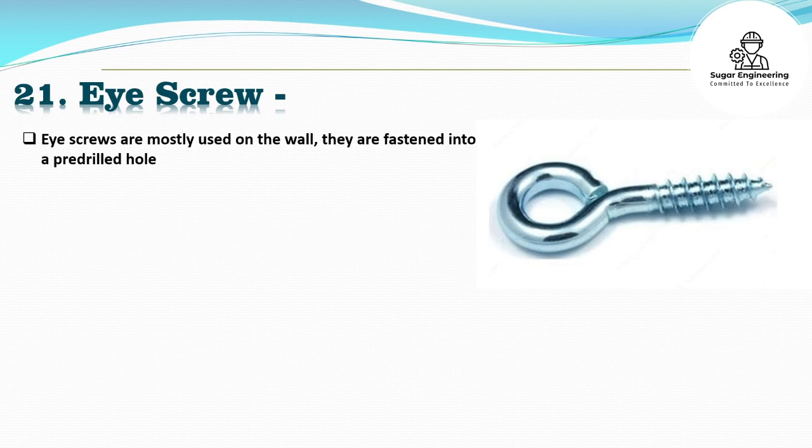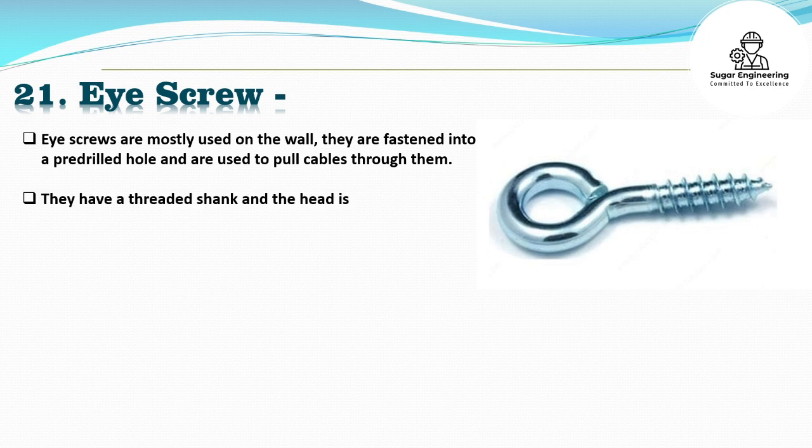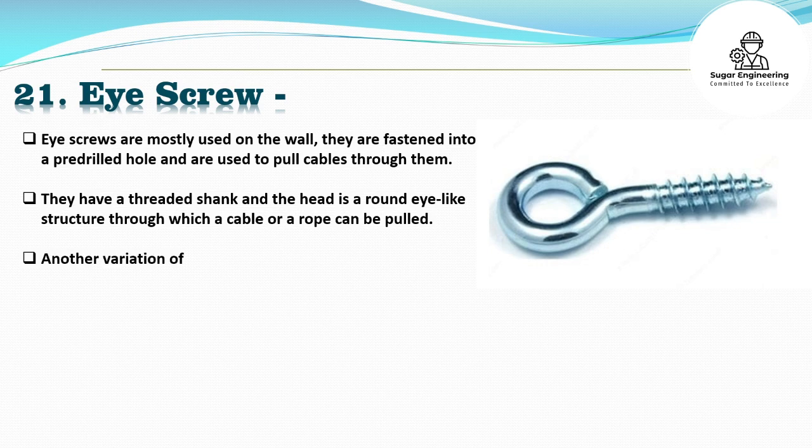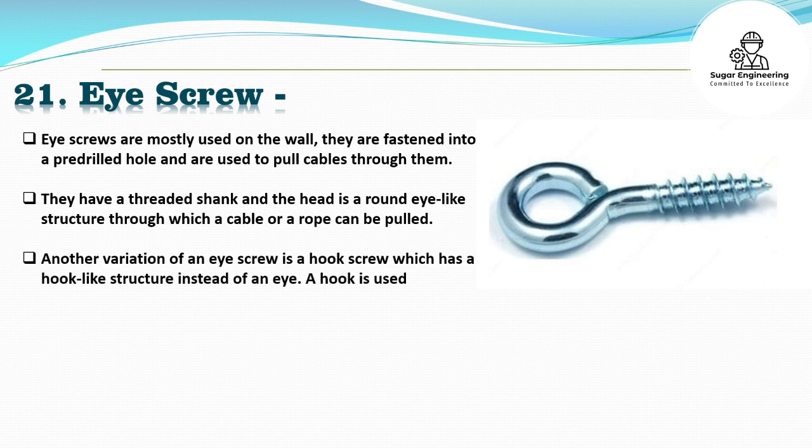21. Eye screw. Eye screws are mostly used on the wall. They are fastened into a pre-drilled hole and are used to pull cables through them. They have a threaded shank and the head is a round eye-like structure through which a cable or a rope can be pulled. Another variation of an eye screw is a hook screw which has a hook-like structure instead of an eye. A hook is used to hang the objects.